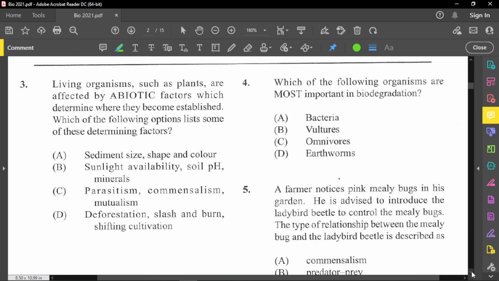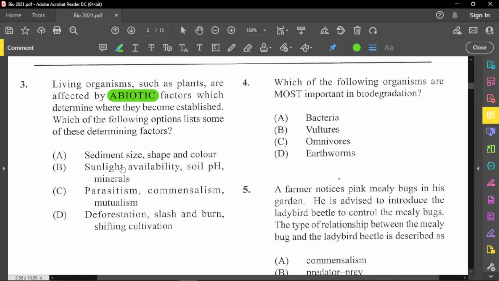All right, let's go to question number 3. In question number 3, it said living organisms such as plants are affected by abiotic factors. And when we say abiotic factors, we're talking about the non-living factors of the environment. It said these factors determine where they become established. Which of the following options list some of these determining factors? For option A, it is saying sediment size, shape, and color. Size, shape, and color does not affect where plants may grow or organisms may live.